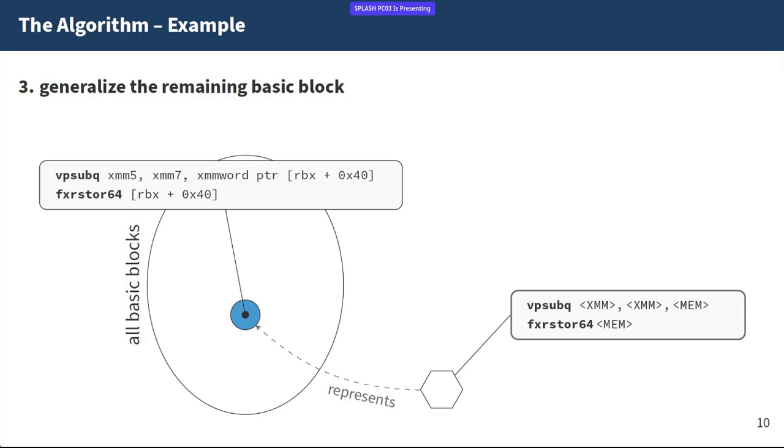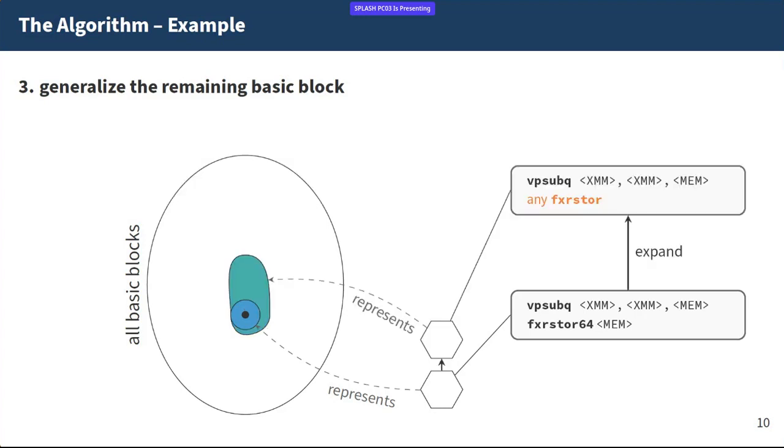With this initial abstract block, we then apply an expansion, which means that we pick one constraint on the set of represented basic blocks that this abstract block has and relax it. For example, we might relax the constraint that we only look at the 64-bit version of the fx restore instruction, and instead look at every instance of any fx restore instruction. We obtain a new, slightly more general abstract block that represents a slightly larger set of concrete basic blocks.